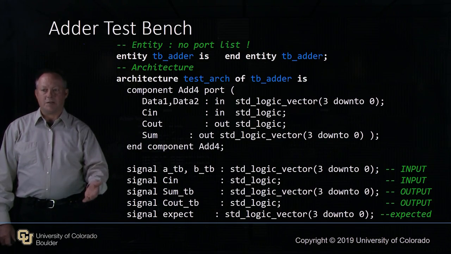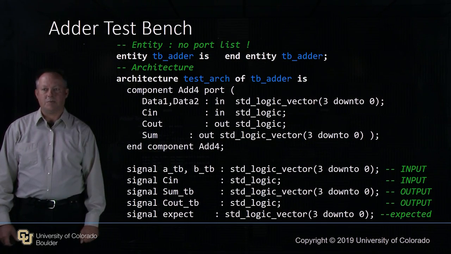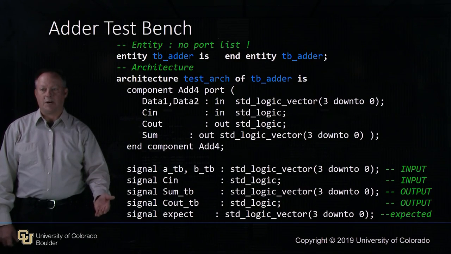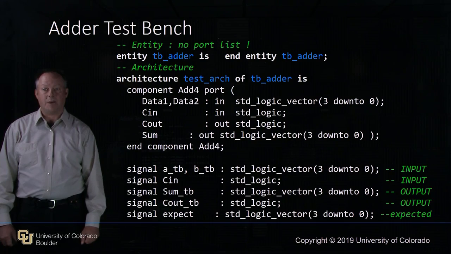Inside of our architecture, we're going to define some local variables, signals A, B, which will be associated with data, a carry in, our sum, test bench sum, which is an output, carry out, which is an output, and we're going to create a local variable called expect. This will be our compare value for our sum output.